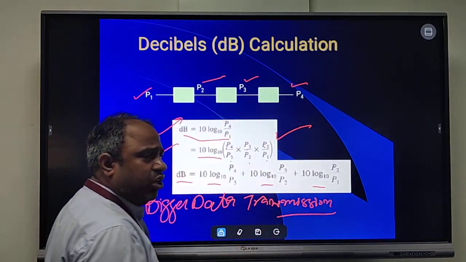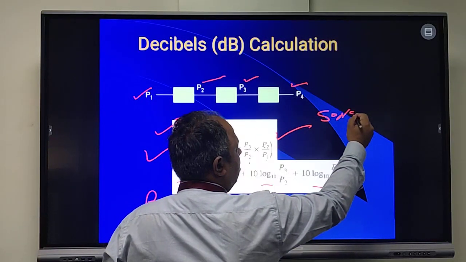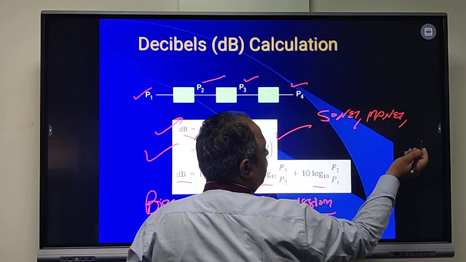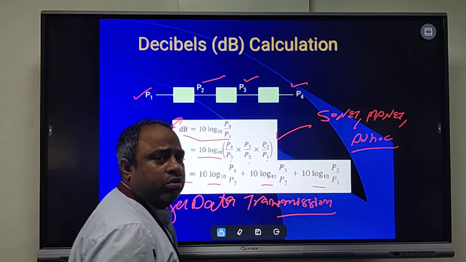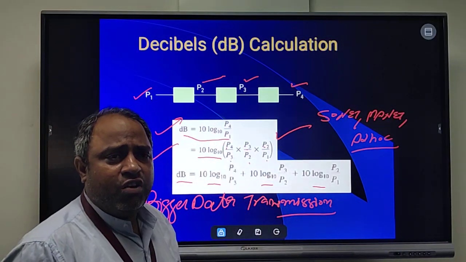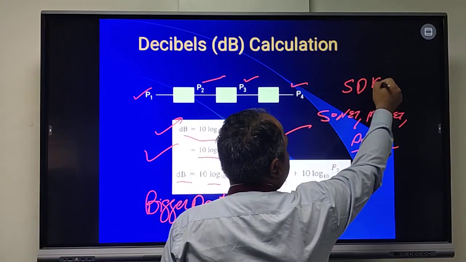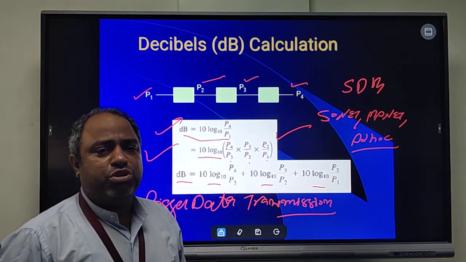But nowadays, lots of new technology. I'm talking about Sonnet, I'm talking about Manet, I'm talking about ad hoc network, and many other networks that will be introduced for transmission of that data. SDH and many more are used for the transmission of the data.